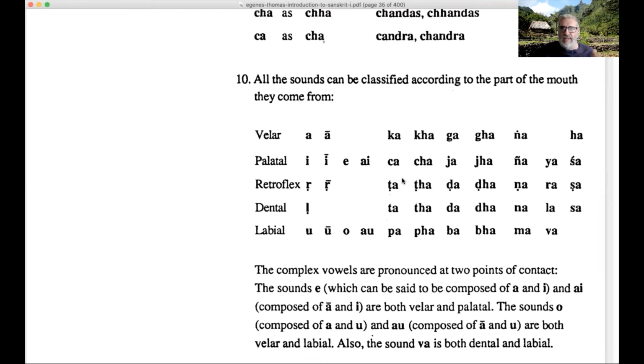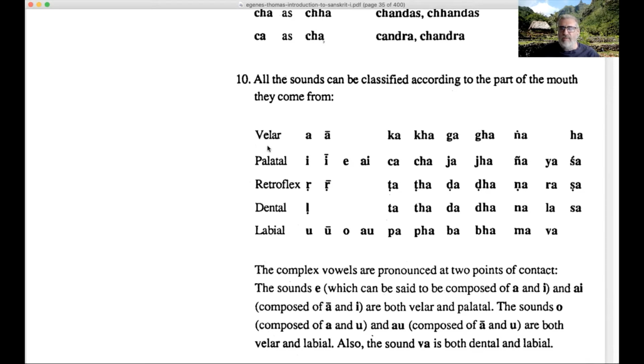All the sounds can be classified according to the part of the mouth that they come from, and there are little sutras, or little phrases, that you can memorize to tell you where the different sounds come from. In Panini: a-ku-ha-visarjaniyanam kanthah, i-cu-yashanam talu. These are the sutras that tell you. So if you memorize those sutras, you'll know this chart here, or you can memorize the chart.